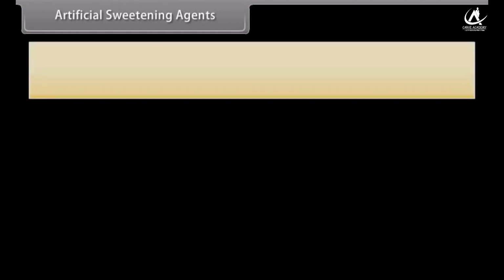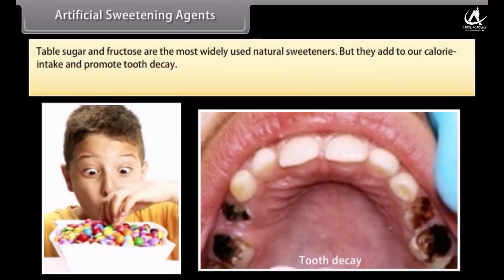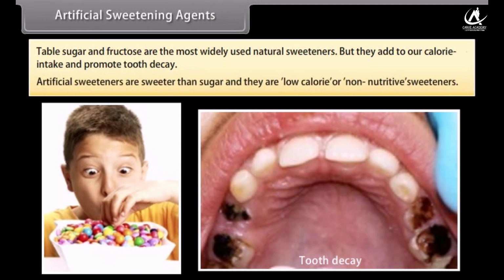Artificial sweetening agents. Sweetness is a matter of taste, but almost everyone has craving for sweets. Table sugar and fructose are the most widely used natural sweeteners, but they add to our calorie intake and promote tooth decay. Artificial sweeteners are sweeter than sugar, and they are low-calorie or non-nutritive sweeteners.